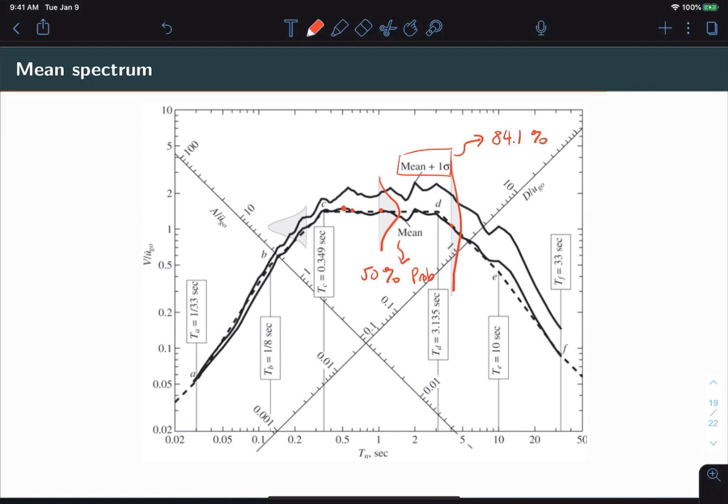Notice how the mean spectrum fits much more closely to our idealized spectrum. The only thing left to do is to define the exact positions of A, B, C, D, E, and F. It is recommended that the period values corresponding to A, B, E, and F be fixed at the values seen here. However, the values for TC and TD will depend on how much we choose to amplify our spectrum. So those will be calculated during the design spectrum creation process.